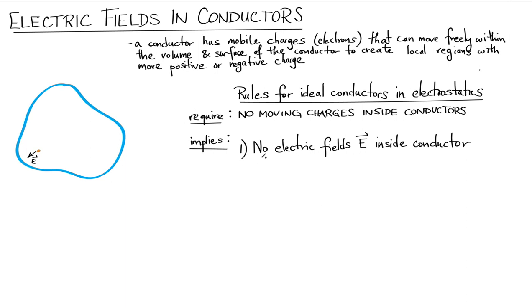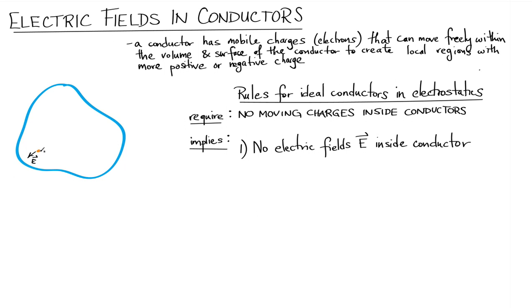So as I've written here, that implies there are no electric fields E inside a conductor. We can think of what happens if there is an electric field inside. This blue blob that I've drawn here is supposed to represent a conductor. Let's imagine there are billions and billions of electrons inside. So let's look at one electron over here. Let's imagine there was an electric field inside the conductor, pointing out this way or whichever direction.